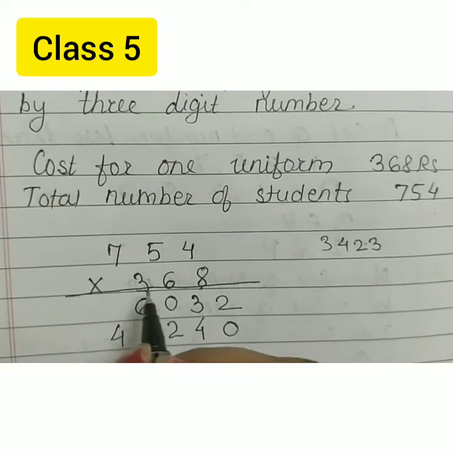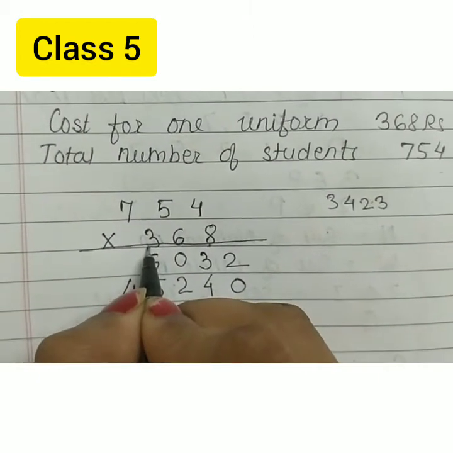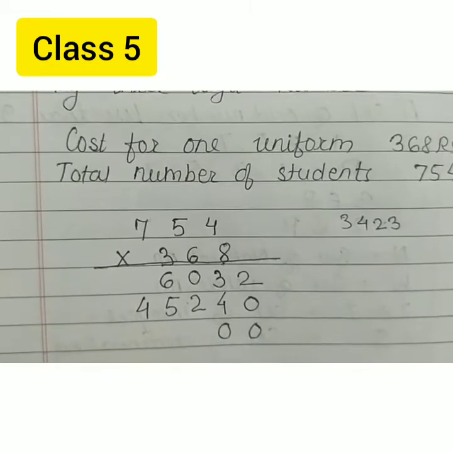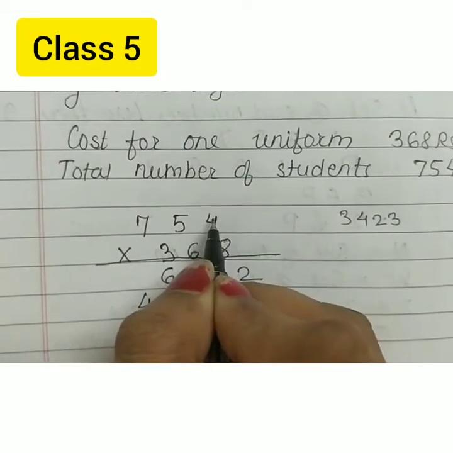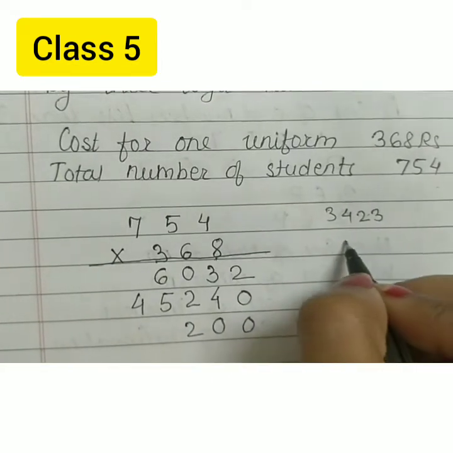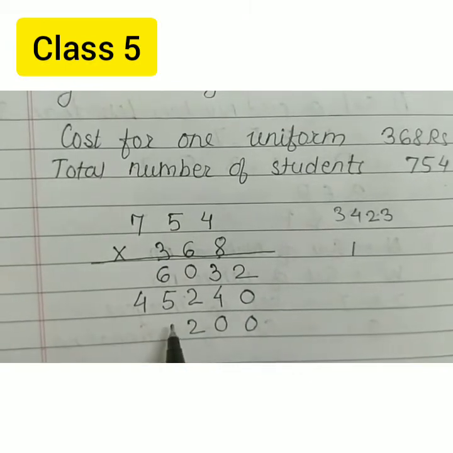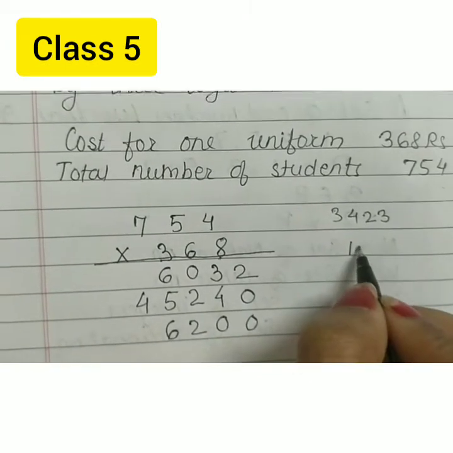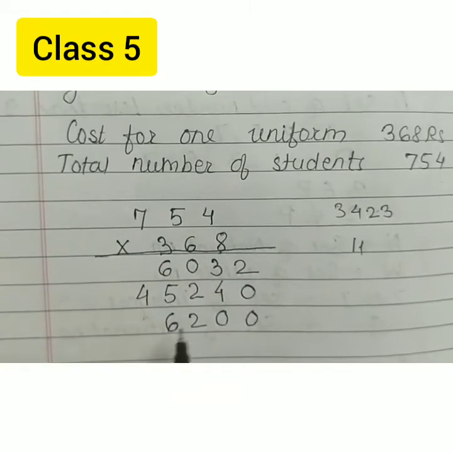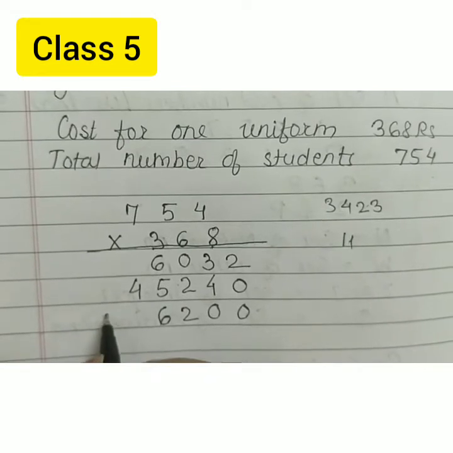Now we are going to multiply by this 3. Since the place value of 3 is 300, I am going to write 2 zeros here. So 3 multiplied by 4 will be 12. I have 1. 3 multiplied by 5 will be 15 plus 1, 16. I again have 1. And 3 multiplied by 7 is 21. 21 plus 1 is 22.